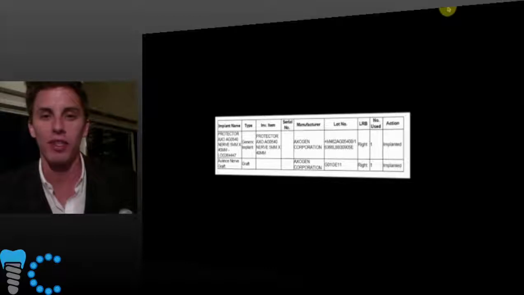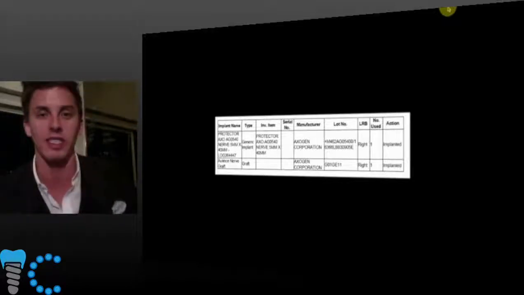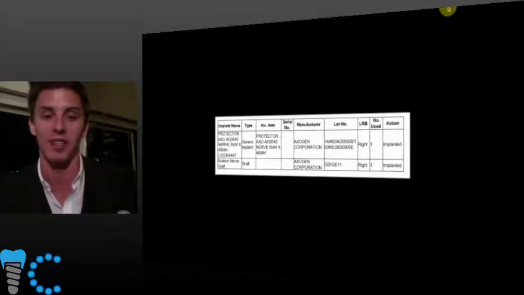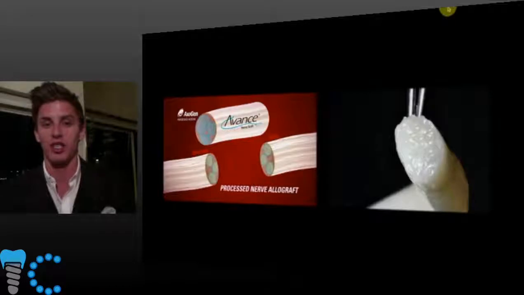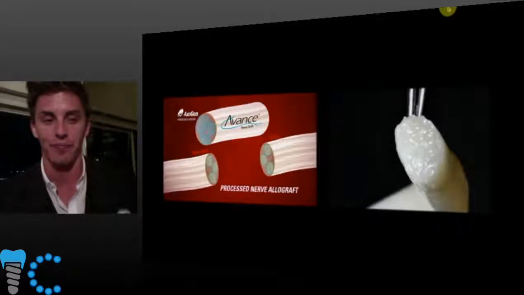These are the components that we use, the same thing that we used last time, by Exogen. Unfortunately, I'm not getting paid by them, but if they want to take care of my student loans, please email me. That'd be fantastic. So it's an Avance nerve graft, but then there's an AxoGuard or an Axo connector that protects everything. So Avance is the nerve graft. This is the processed nerve allograft that you see.